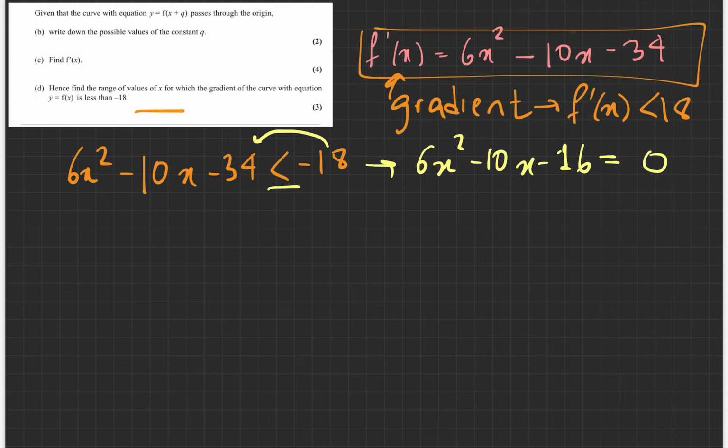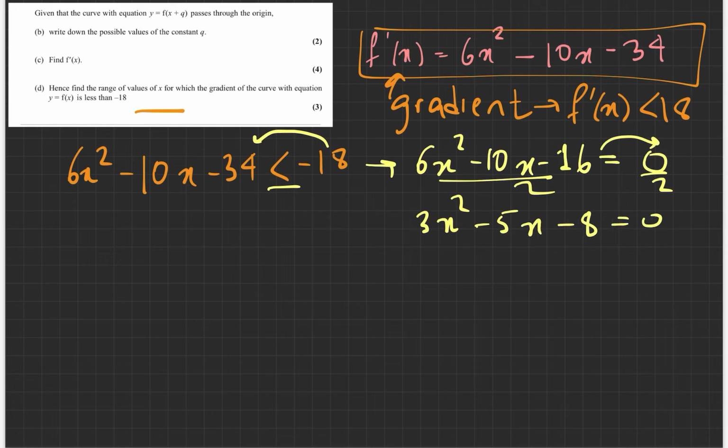So the first thing that I'm going to do is simplify this as much as possible. I'm going to take 2 out of here. I know that 2 is common here, so I'm just going to divide all of these by 2. Divide this by 2, divide this by 2, and what I will get is 3x squared minus 5x minus 8 equals 0.